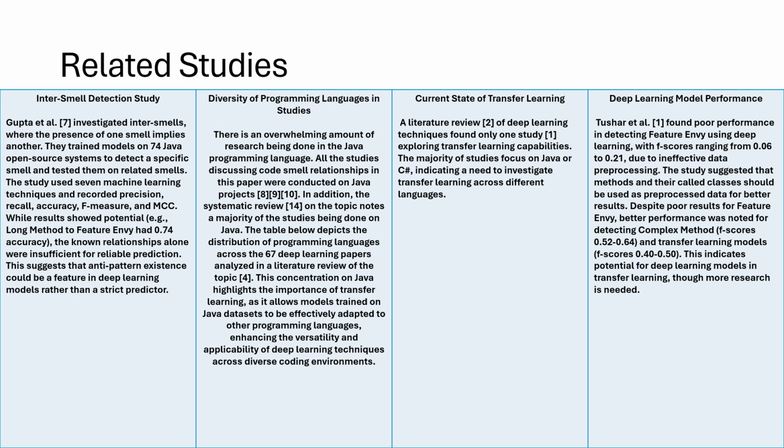I can only find one study that directly experimented with transfer learning. The study had an original model F-score between 0.52 and 0.64, with transfer learning between Java and C# code having an F-score of 0.40 and 0.50. These results suggest that transfer learning could possibly keep up with normal model performance with further research.